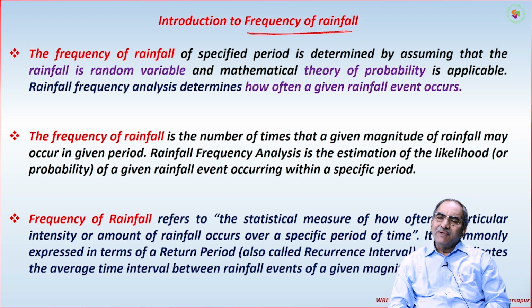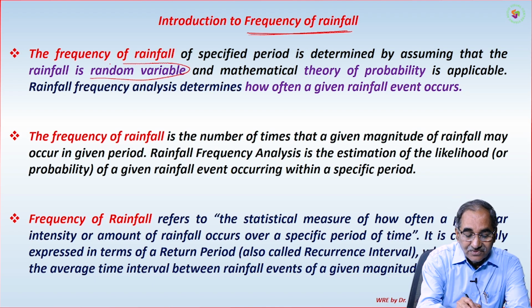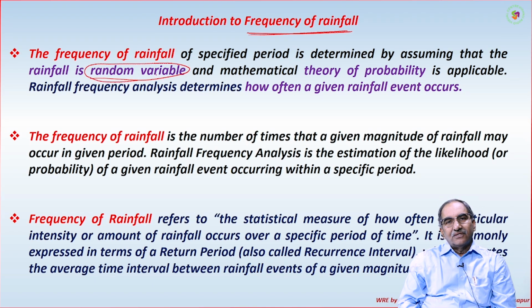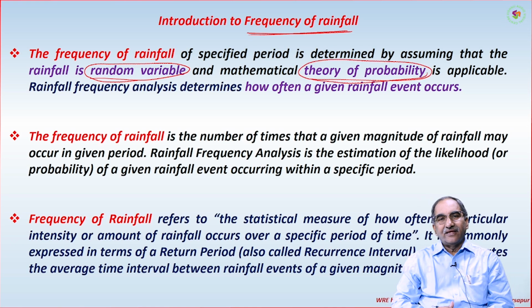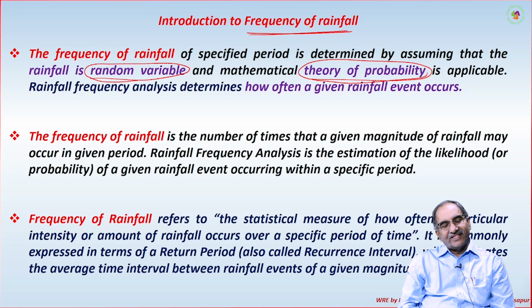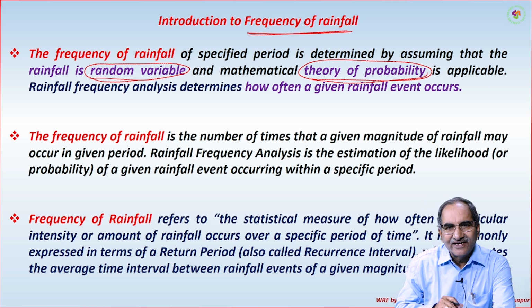Why are we coming into the frequency of rainfall? The main reason is rainfall is a random variable. It is not something which you can definitely say this is this. It's a random variable. So naturally we use theory of probability for any of the analysis. So for the rainfall analysis, we use theory of probability. Why? Because rainfall is a random variable. So now what is the use of that?